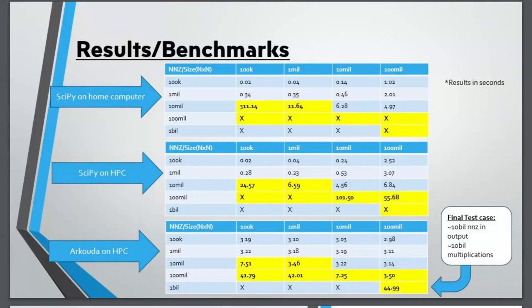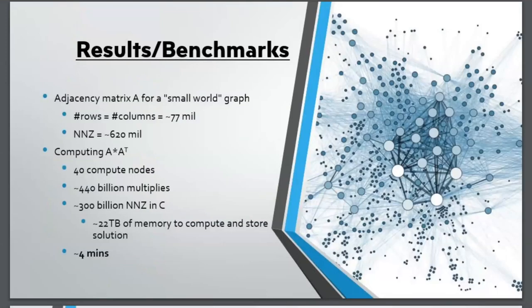And what you're seeing here is a pretty hard limit for SciPy. It's running on the largest computer that it's reasonably going to run on. But the numbers here represent the floor for Arkouda because it's scalable beyond what's shown here, given more nodes and some optimizations. And to demonstrate that, here's a more difficult problem where we're doing A times A transpose on an adjacency matrix for a small world graph. This is a 77 million by 77 million matrix with 620 million non-zeros. And because it comes from net data, it's one of the harder density patterns you might practically encounter.